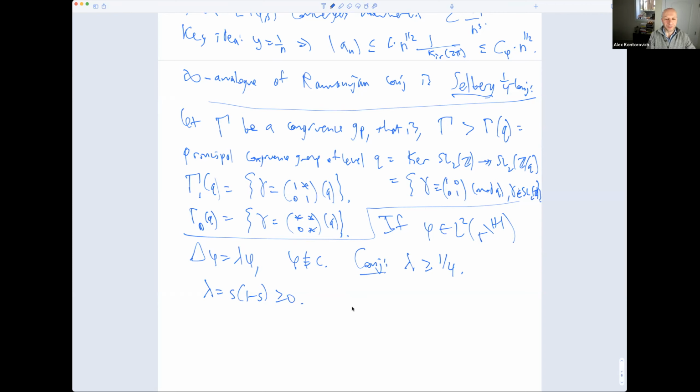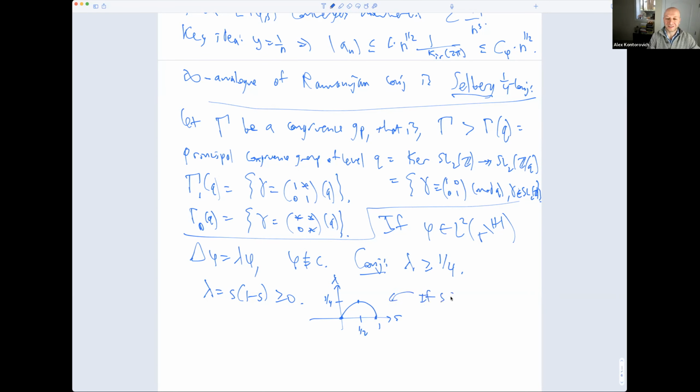S times 1 minus s is a parabola, like the graph of s as a real valued. If s is a real number, this is lambda as a function of s, a quadratic polynomial in s. It has a 0 at 0, it has a 0 at 1, and it's a negative parabola. So it's something like this. It has a maximum value of 1/4 at s equals a half, if s is real.